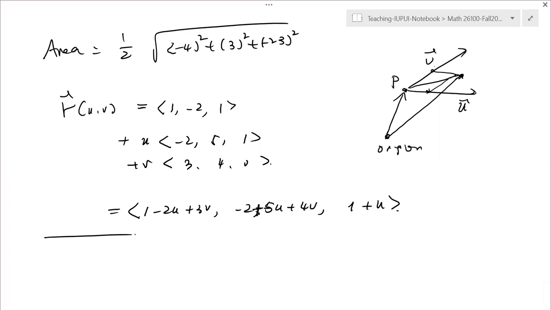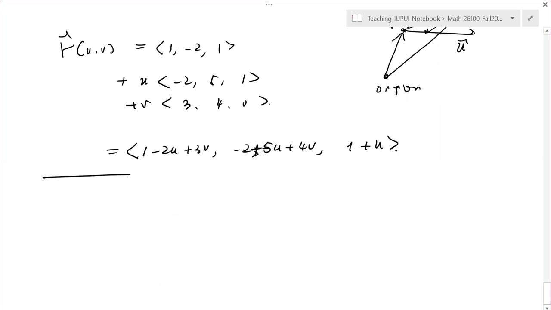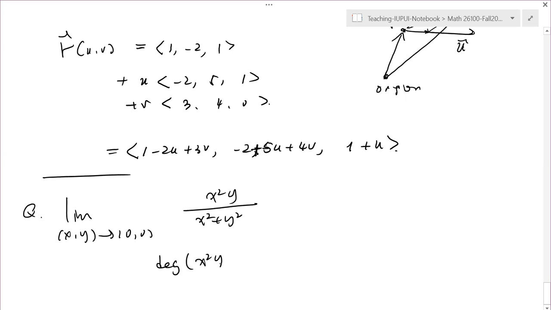This is about the limit of a function. I hope you still remember how to find the limit of this function. I look at this: the degree of the numerator is going to be 3. It's greater than the degree of the denominator, which is 2.